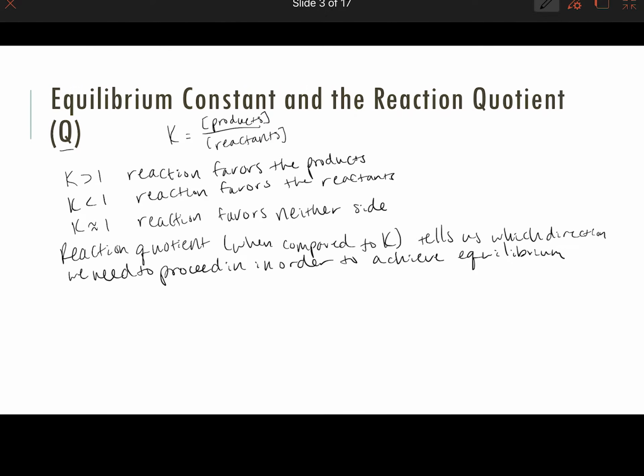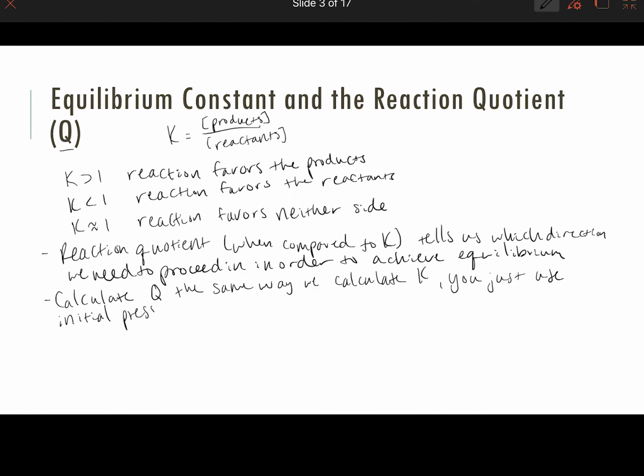So we calculate Q the same way we calculate K. We just use initial concentrations or pressures instead of equilibrium ones.